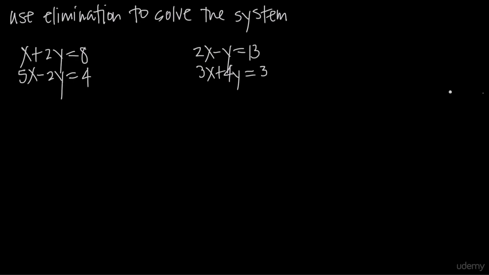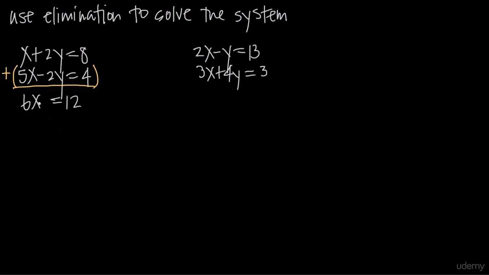So that's what we want to do. We want to say addition here. We want to add these together. And then when we do that, we're going to get x plus 5x, which is 6x. We're going to get positive 2y plus a negative 2y, or 2y minus 2y is 0, so those two cancel. And then 8 plus 4 is 12. So notice how we've eliminated the y variable, leaving us with only the x variable.